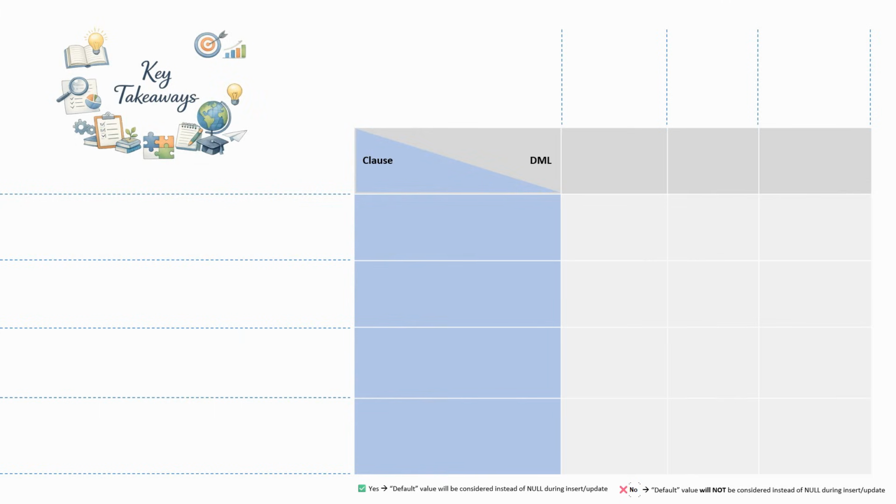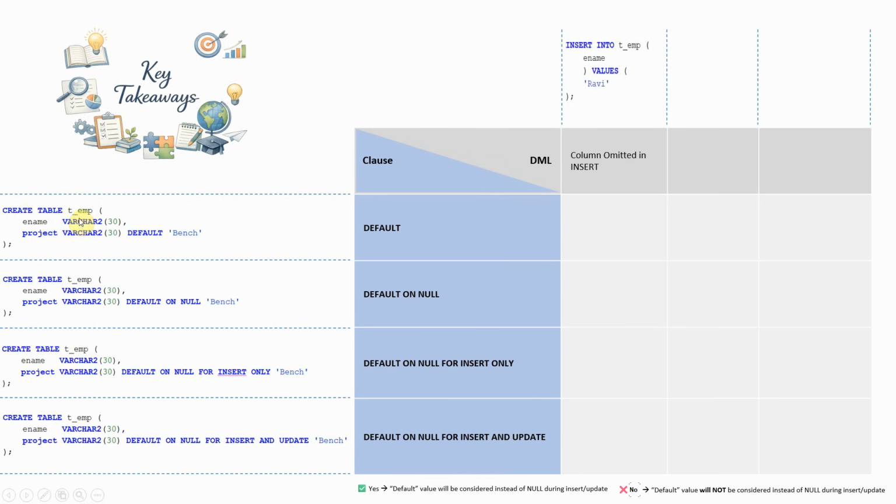So here is a quick summary of what we have learned in the demo. To start with, we have seen examples for default on null, default on null for insert only, and default on null for insert and update. As you can see here, this is how we need to use all these 4 keywords. To start with, whenever we are not passing any value for a column which is defined with a default, then definitely the default value will be considered. So here is the example. In this example, I am not inserting any value for the project column.